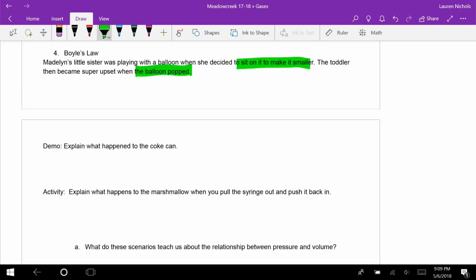But what I want you to do is put the marshmallow inside the syringe, inside the container, put the syringe in, and then put the cap on the end so that you can maintain the pressure in there. And so what I want you to notice is as you pull the syringe out, what happens to the size of the marshmallow and what happens as you push it in. And write down what you observe.